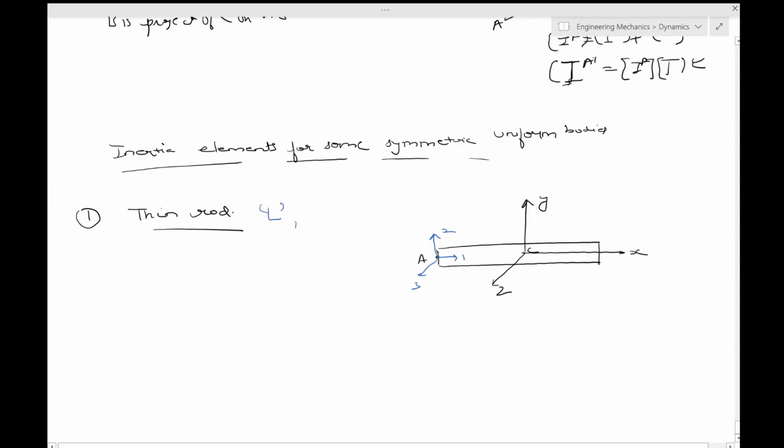Let me use another ink over here. Thin rod of length L, mass M. So it's a one-dimensional distribution of mass over its center line. So A is shown, C is shown like this. Point B is over here, point D is over here.